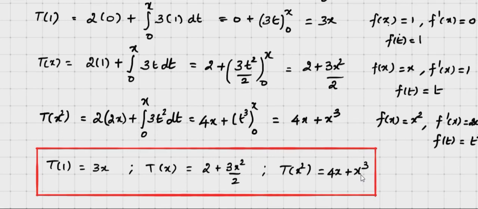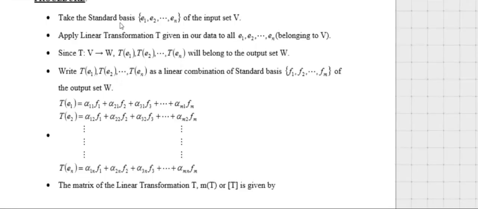Up to 2 steps we have completed. Let us see what is the next step. The third step is just an observation. Since T is from V to W, that is from input set to output set, the resultant, that is T of e1, T of e2, T of en, will belong to the second set, that is the output set. In our problem, the input set is P2 of R and the output set is P3 of R. So the resultant T of 1, T of x, T of x square will belong to the output set, that is P3 of R.